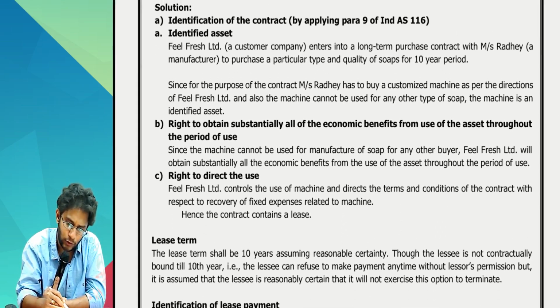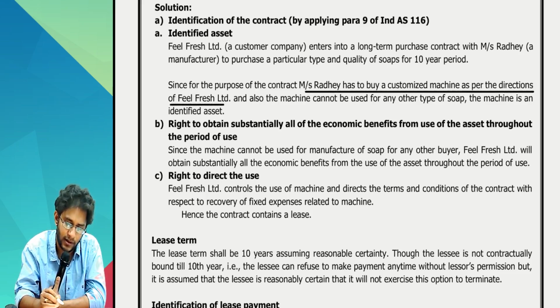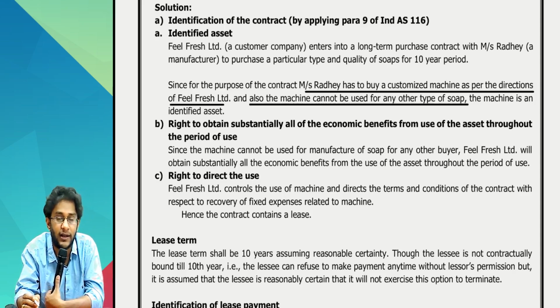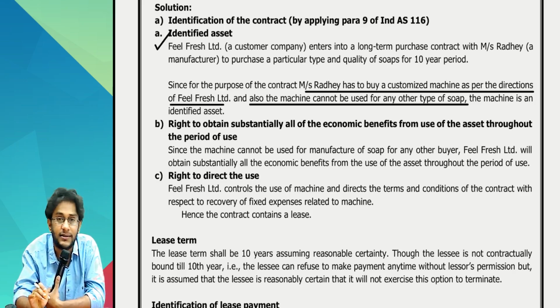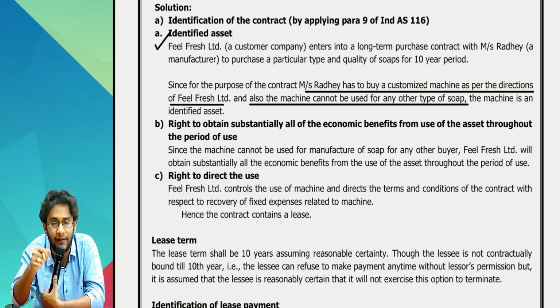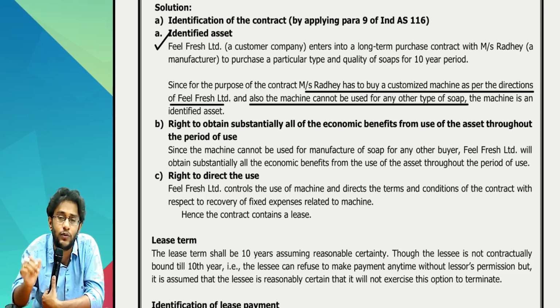Now, Radhe has to buy a customized machine as per the directions of Feel Fresh Limited, and the machine also cannot be used for any other type of soap except for our benefit. So therefore, very clearly there is an asset identified. Which asset they have to buy, I have decided already. That asset only they must buy. So there is an identified asset.